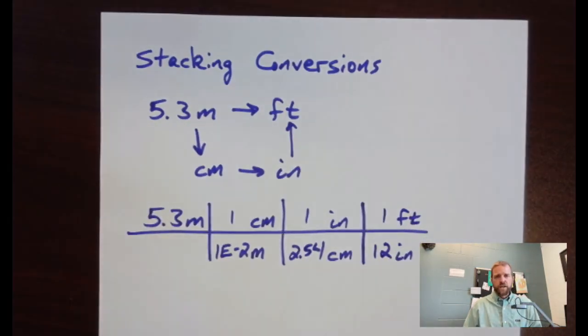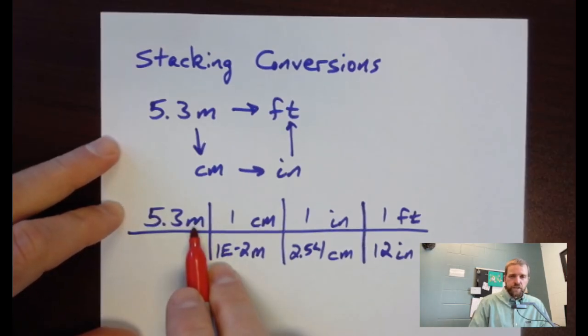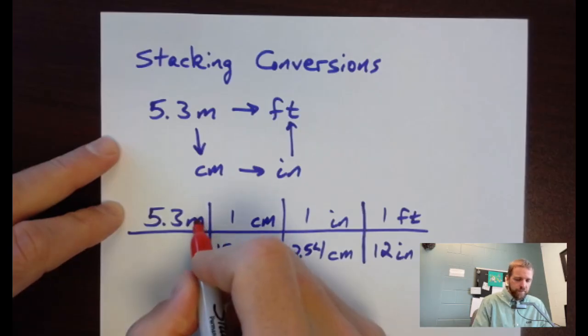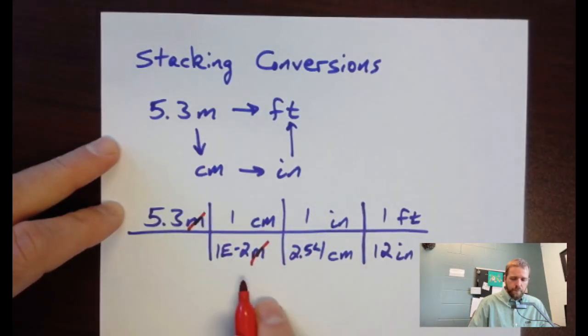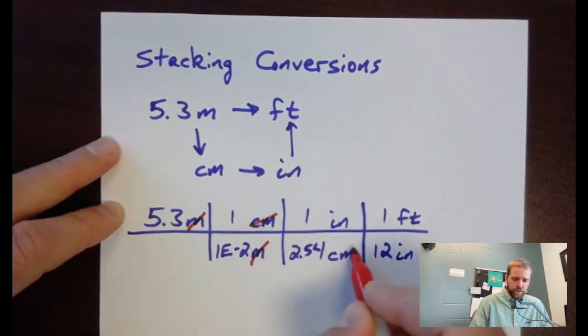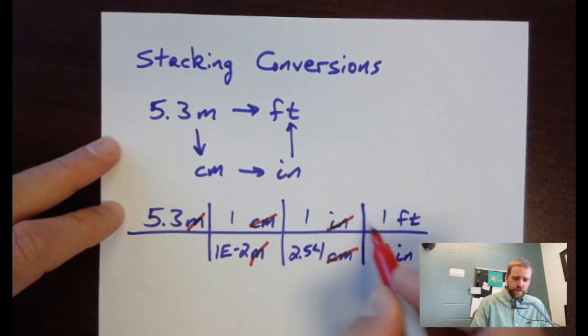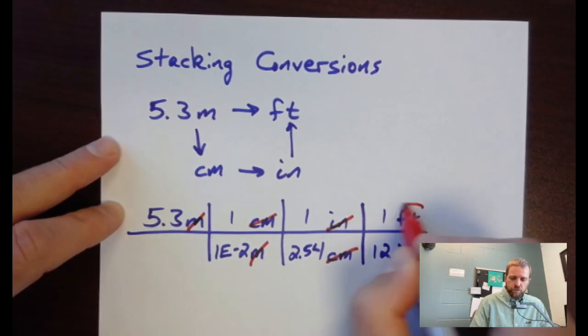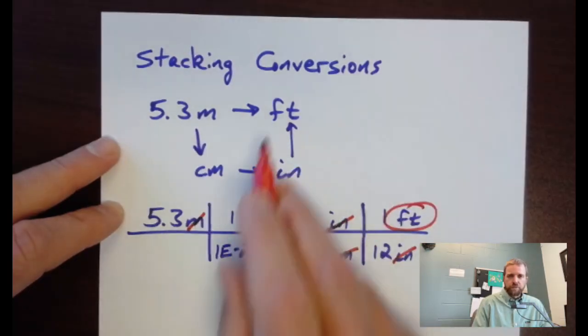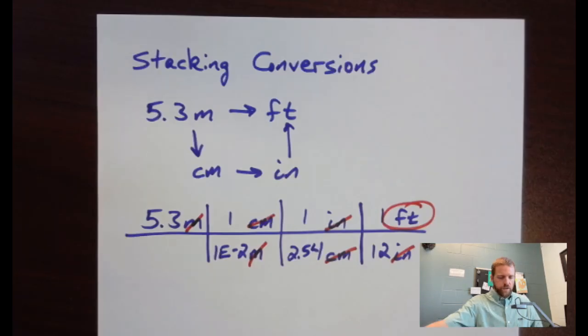Now before we do anything with our calculator, we want to check and make sure that all the conversions work to give us what we want. So I have meters in the numerator, I have meters in the denominator, those cancel. I have centimeters in the numerator, I have centimeters in the denominator, those cancel. I have inches in the numerator, I have inches in the denominator, those cancel. And I'm left with feet, which is what the problem statement asks for. At this point, we're ready to punch everything into our calculator.